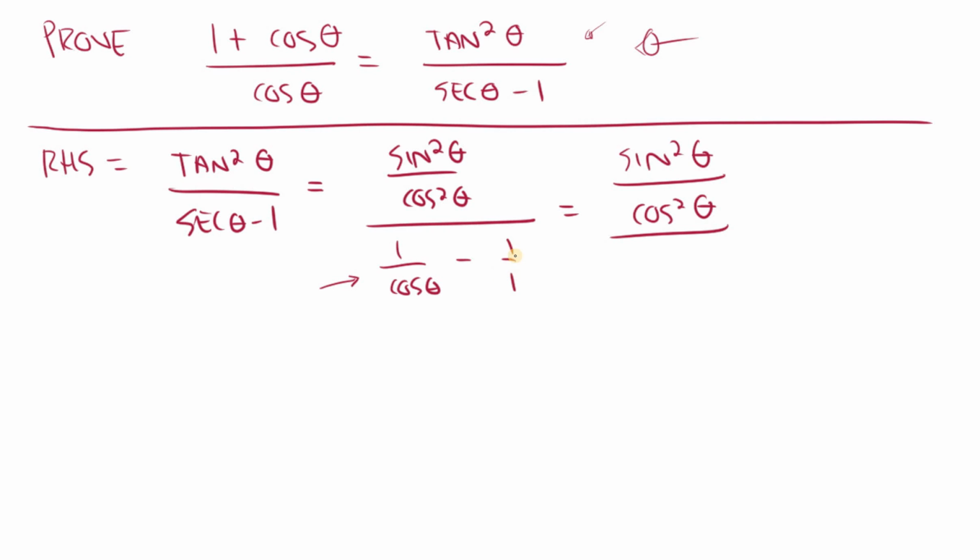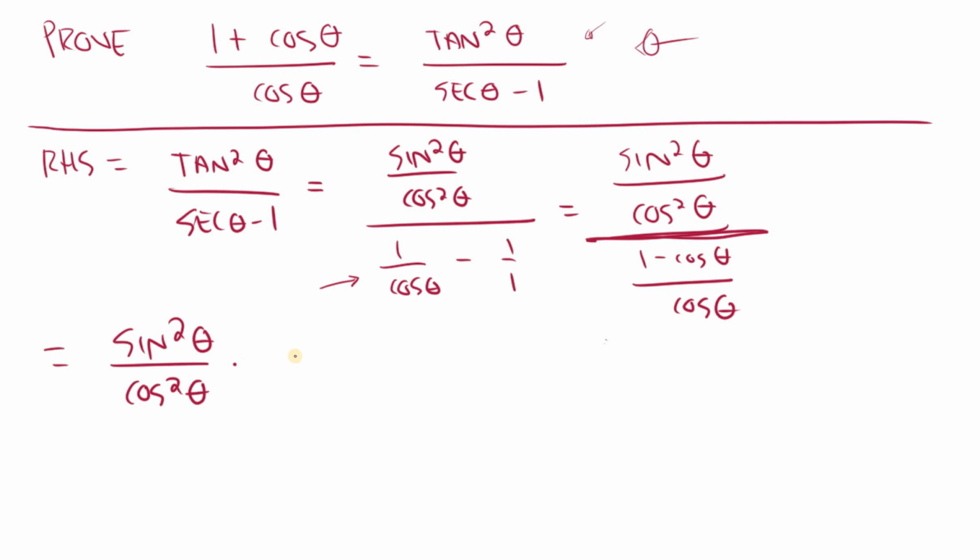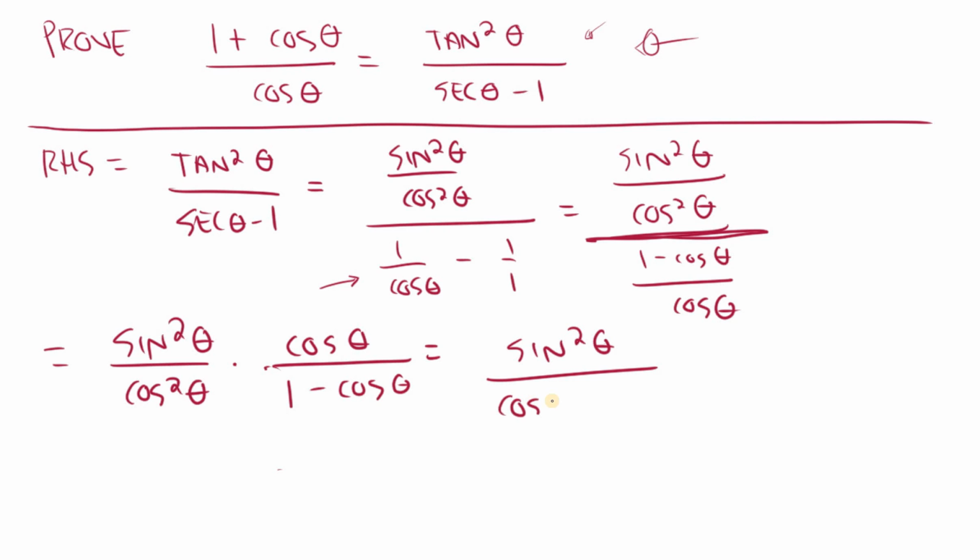I'm going to multiply by cosine over cosine here. That is 1 minus cosine over cosine theta. Big fraction bar there. Now let's take the top fraction, multiplied by the reciprocal of the bottom. So 1 cosine cancels, so I have sine squared theta over cosine theta, 1 minus cosine theta.